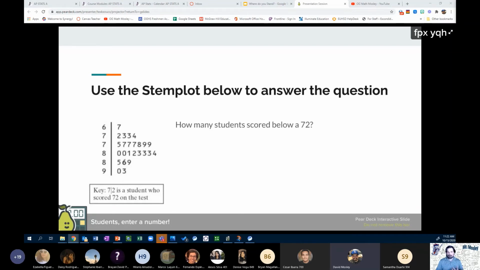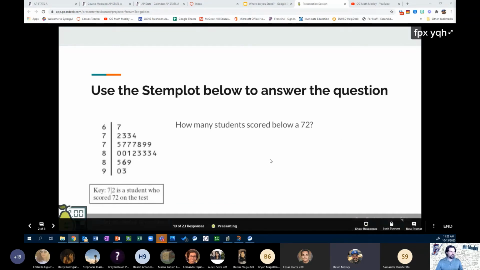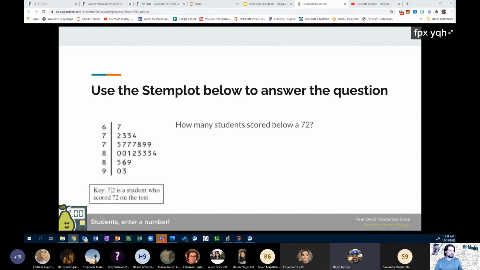If you answered 1, that is correct. There is only one score listed in our stem plot less than 72, and that would be the score of 67. It is the very first entry on our stem plot. The 6th line, 7, implies a score of 67. The next score listed is 72, which means we only had one score less than. All right, yes, the score of 67 was the lowest. All right, next question.